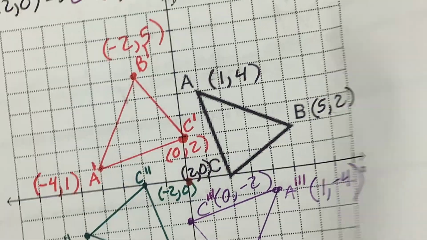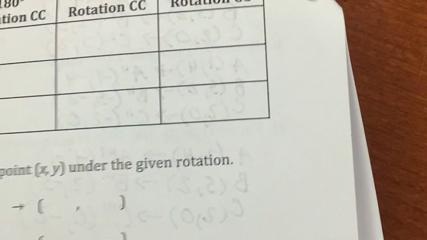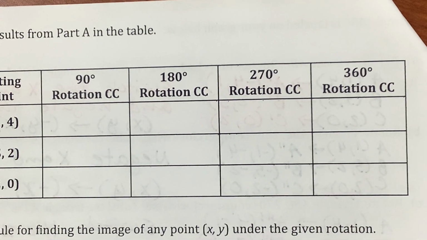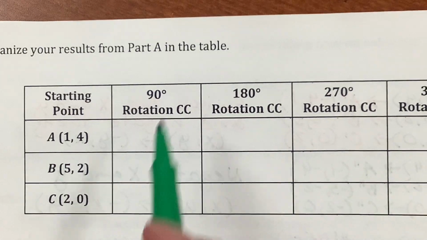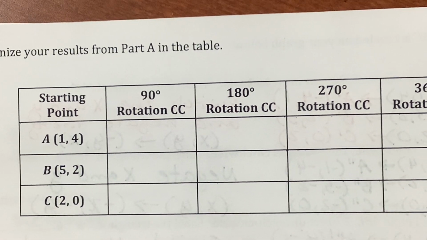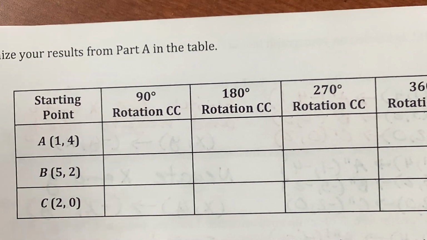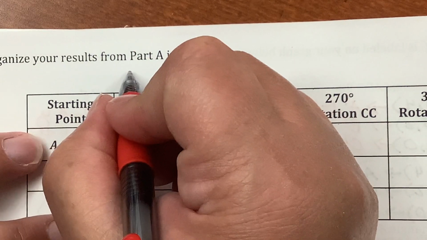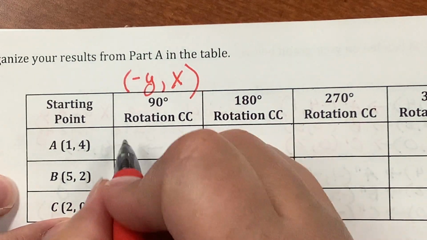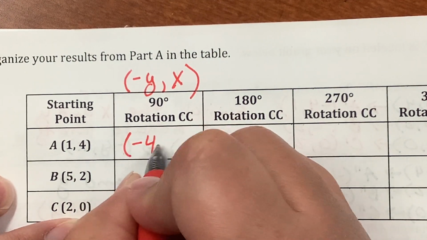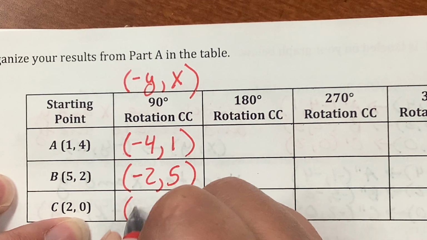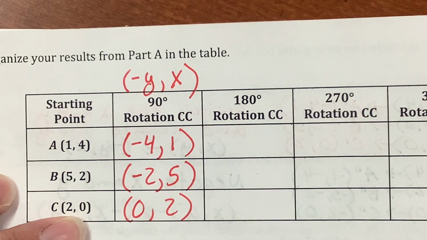All right, let's take a look at the next page. Here we go. All right, so CC is short for counterclockwise. And we already did this, but we're going to do it again. So let's start with the colors. 90 degrees counterclockwise. It was negative Y, X. So negative 4, 1, negative 2, 5, 0, 2. I just can't make 0 negative.